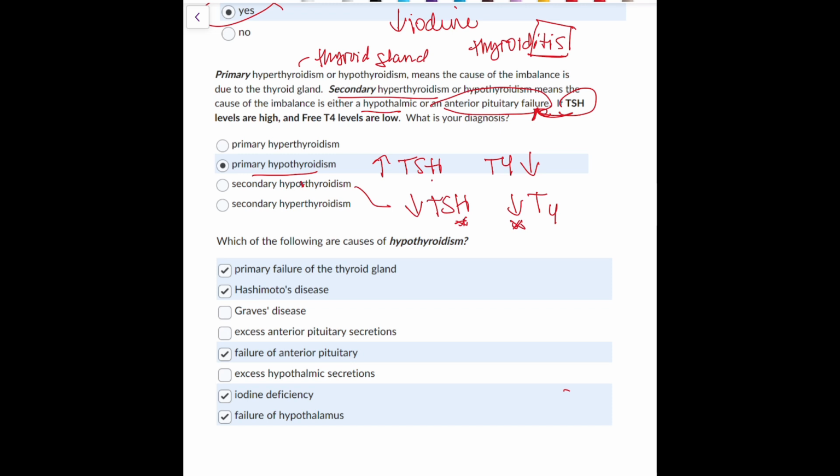The next question, what are the causes of hypothyroidism? So we have got failure, failure, failure. We already said iodine deficiency would do it. And the number one cause, like I said, in the US is Hashimoto disease. Number one cause globally is going to be iodine deficiency.